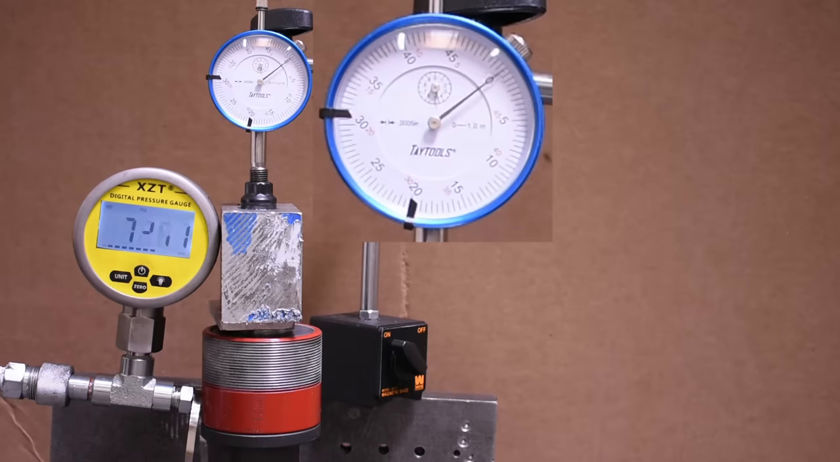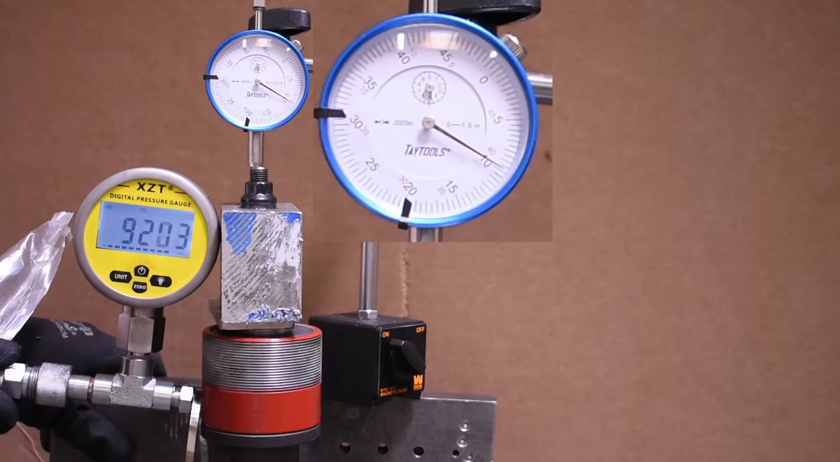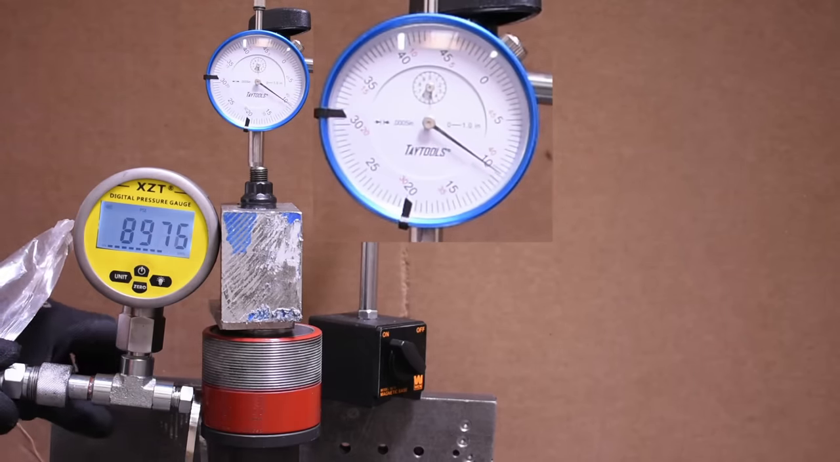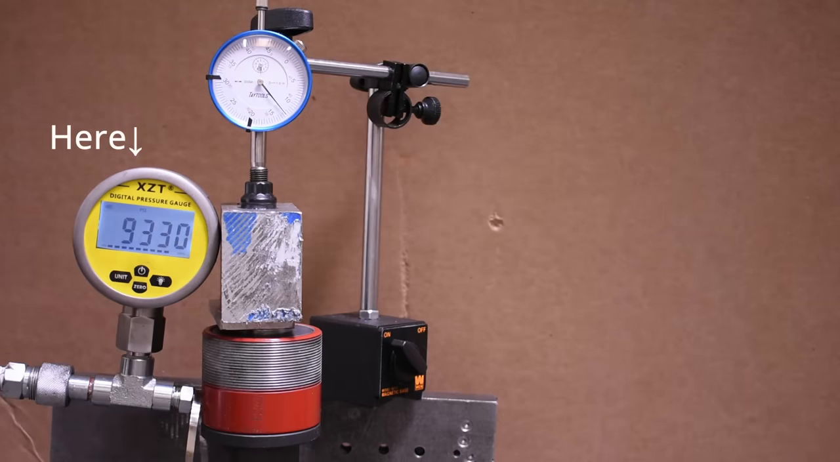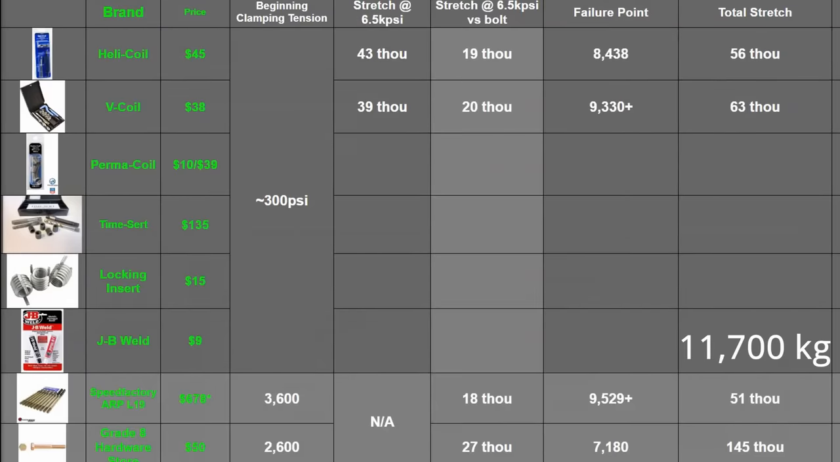So the V-Coil sees a whole lot of stretch in the process, up to 63,000ths before accidentally moving the indicator base here, sorry. But maxing out this air hydraulic pump, no failure to be seen. Up to 9,330 PSI, that's 25,800 pounds plus, since we weren't able to make it go boom. That compares pretty closely to just the bolt in cast iron down here, basically samesies, that's good stuff.